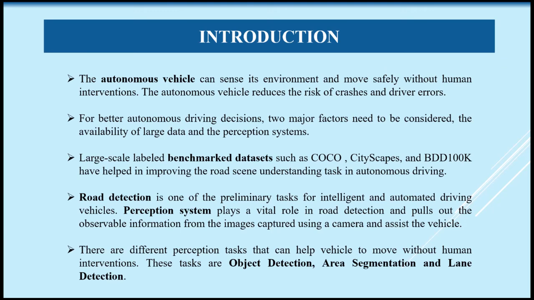For that purpose, there are multiple road detection datasets that are present earlier, which are COCO, Cityscapes, BDD100K, which have helped in improving the road scene understanding task in autonomous vehicles. And another major aspect is perception systems. These perception systems pull out the observable information from the images captured using the camera, and they assist the autonomous vehicle. These perception systems can perform different perception tasks like object detection, area segmentation, and lane detection.